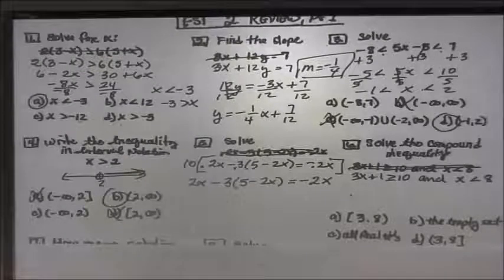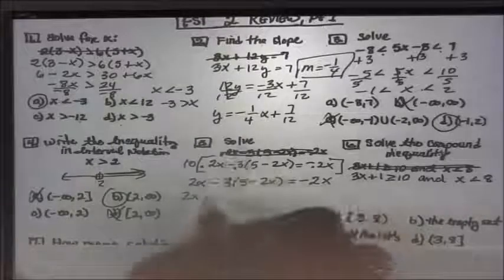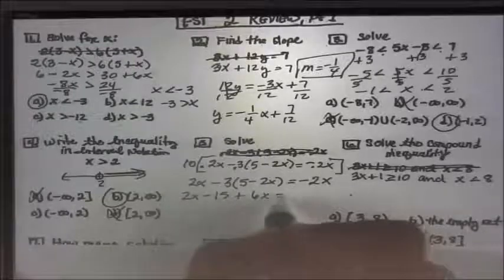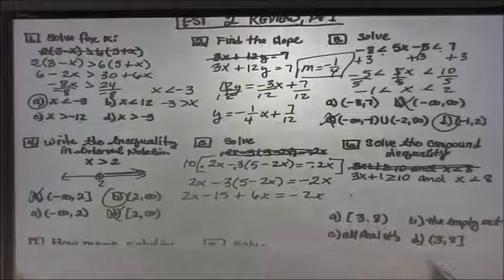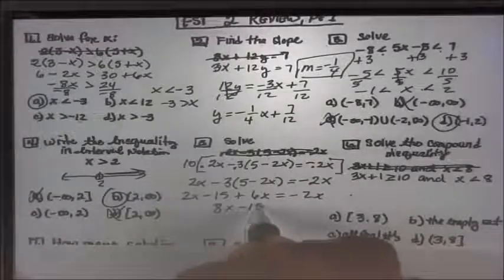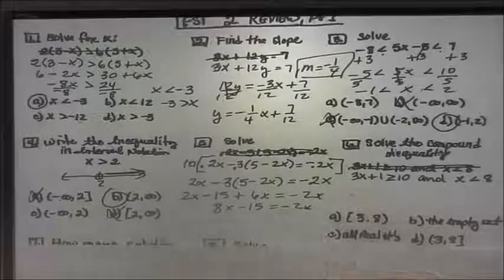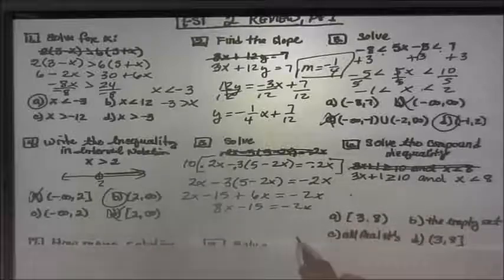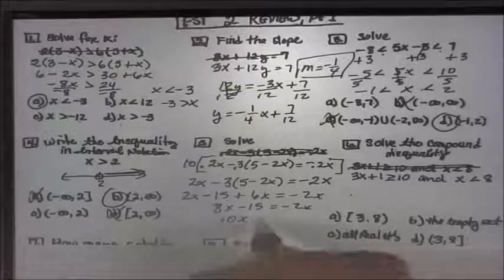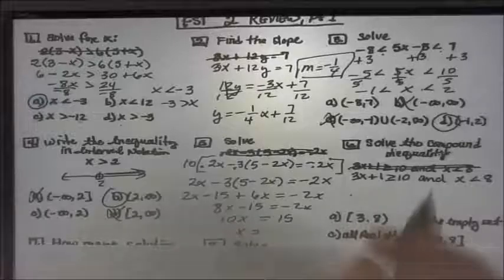Now we got to distribute our stuff. So we have 2x. Distributing the negative 3 is negative, plus. And then we do some cleanup. 2x plus 6x. Is everybody okay? Then you want to add the 2x over? Yeah? Okay. So what's 8x plus 2x? Okay. And that means we got to add the 15. So we get x equals what?